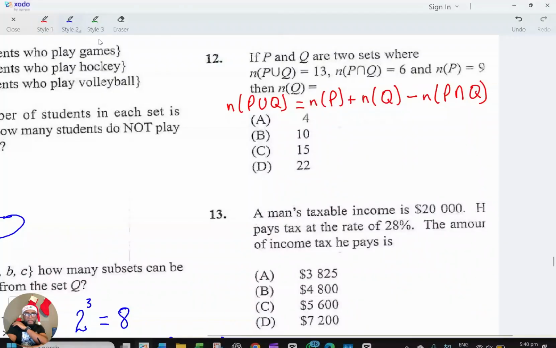So if we were to plug in the numbers that we have here, we have P union Q as 13. So let's write in our formula on the side. I'm writing out the equation.